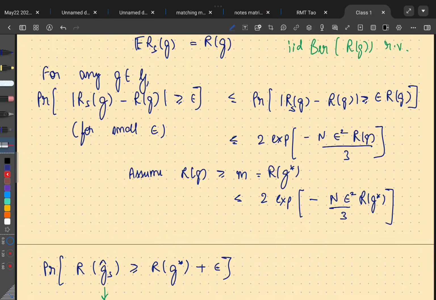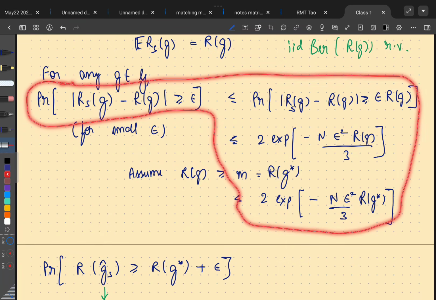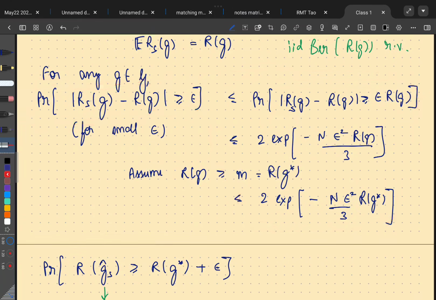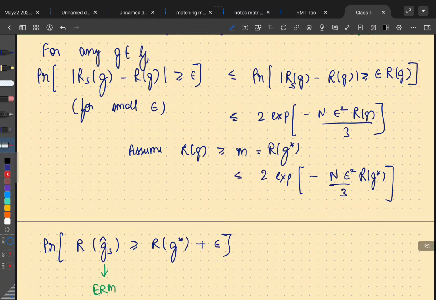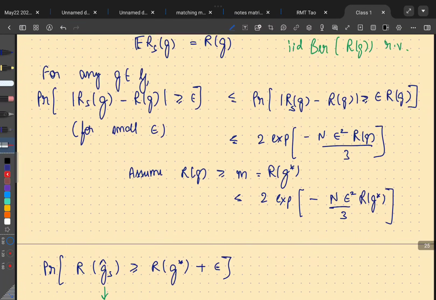Right? This is true. The Chernoff bound is true for any fixed G. Fixed deterministic G. It's not true for a random choice of G, random depending on the data set S. But if this particular event holds for every single G, then it also should hold for the ERM.